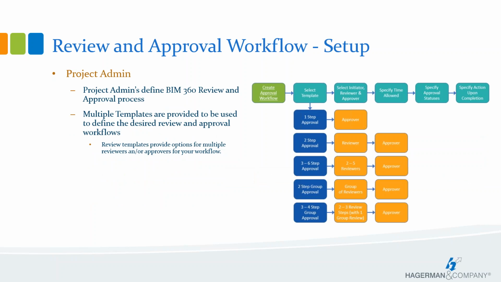So as I mentioned, the project admin first has to define the approval process that the initiators can then select. So let's take a closer look at that. Once the review templates are established for the project, the designated initiators can start that review. Depending on the templates used for each workflow, there can be multiple reviewers, a group of reviewers. You can have multiple templates set up either by the type of review, or if you've got multiple disciplines, you can have one set up for each discipline and have different people assigned as initiators and reviewers.